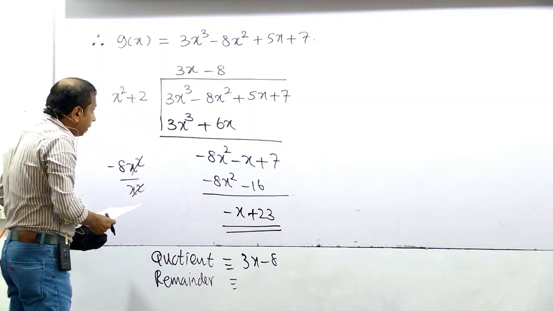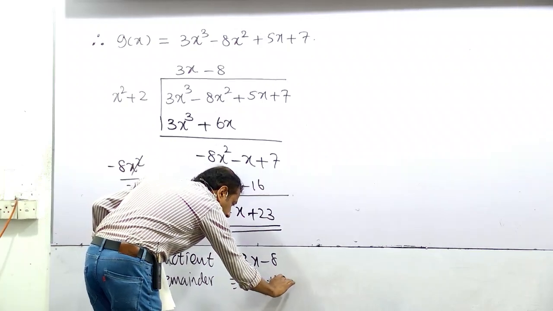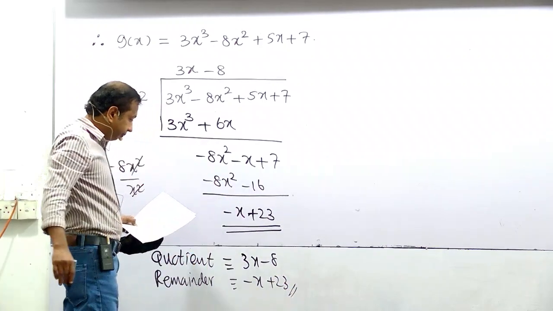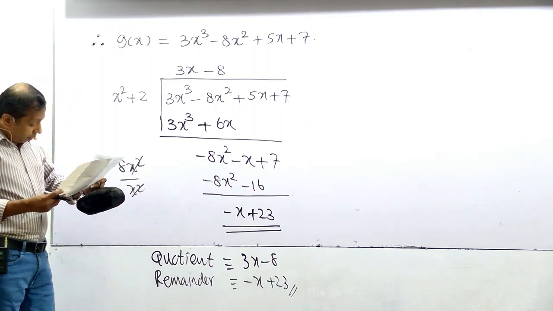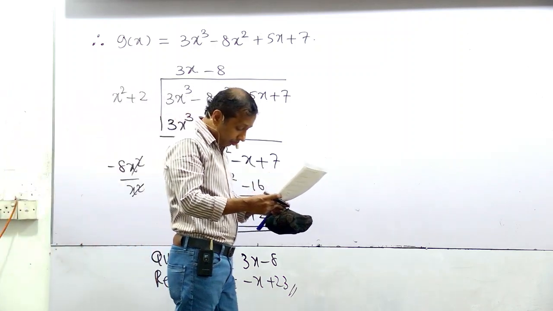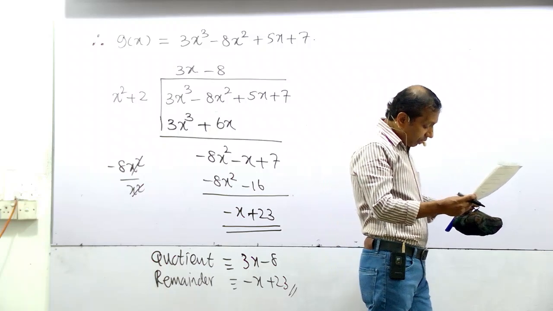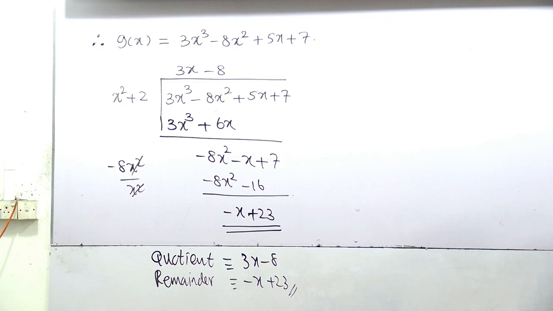Right. Remainder minus 6 plus 23. Okay. Now what is asked last? Hence find the quotient and remainder when g minus 2x is divided by 2x squared plus 1.